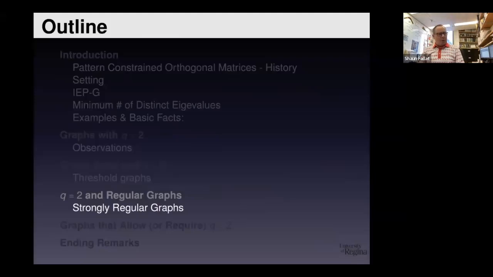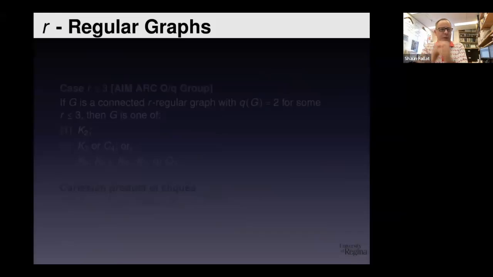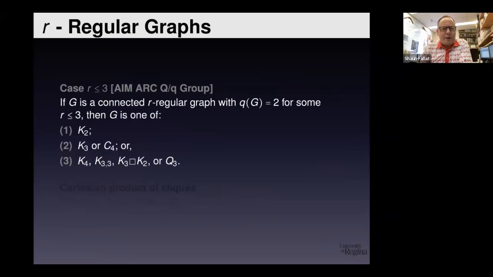Okay, so moving on, we talked about joins, we talked about the diameter, we talked about other kinds of things. So what about if you impose regularity on the graph? Because this is the natural progression. If I can't solve the problem in general, I impose conditions on the graphs, and maybe I can then learn something, like if it's a join, if it's this or if it's that. And so recently in another AIM ARC group that I've just labeled as Q/Q, we were able to characterize regular graphs up to degree 4 that have Q equal to 2.